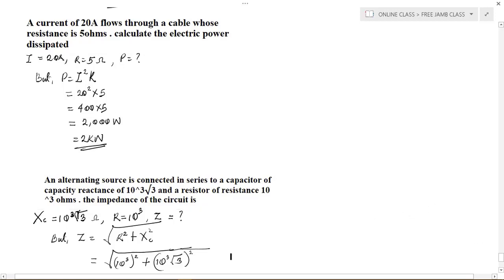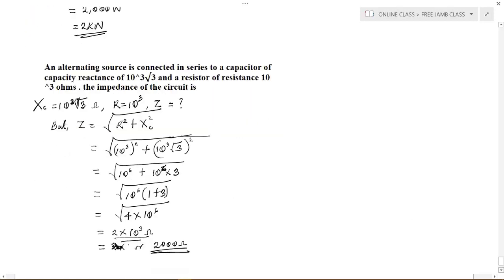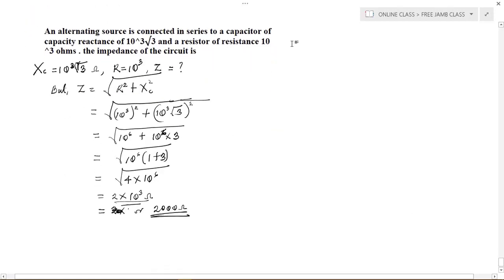The last question solved now is an alternating current circuit question that says another source is connected in series with a capacitor of capacitive reactance 10 raised to power 3 root 3 ohms and a resistor of resistance 10 raised to power 3 ohms. The impedance of the circuit is dash. So XC is 10 raised to power 3 root 3 ohms.